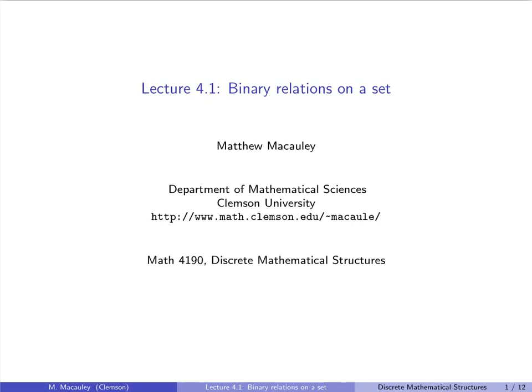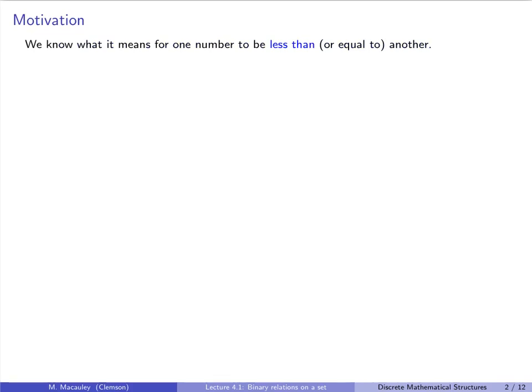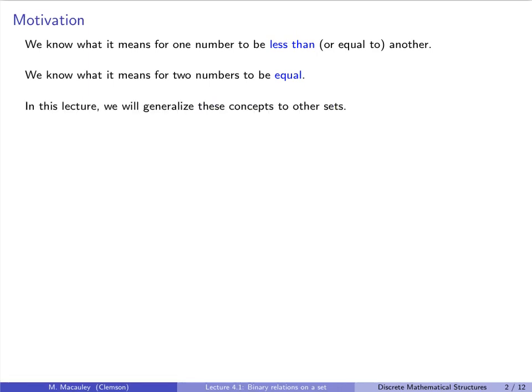Welcome to Lecture 4.1, Binary Relations on a Set. To motivate the topic of this lecture, we know what it means for one number to be less than or equal to another, and we know what it means for two numbers to be equal. In this lecture, we will generalize these concepts to other sets. We will do this by defining the notion of a binary relation on a set.